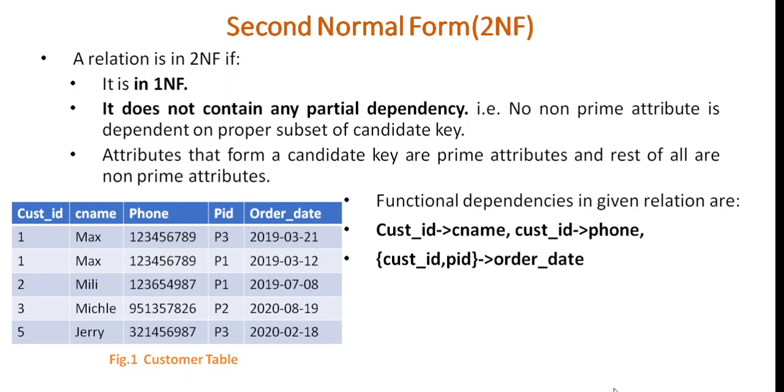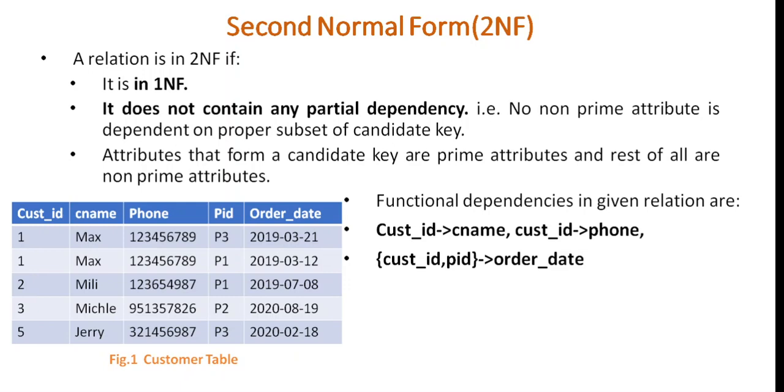Now here we have got three functional dependencies. First, customer ID determines customer name; customer ID determines phone; and customer ID and product ID, this combination, determines order date. So now we'll find out the closure of each of the attributes.